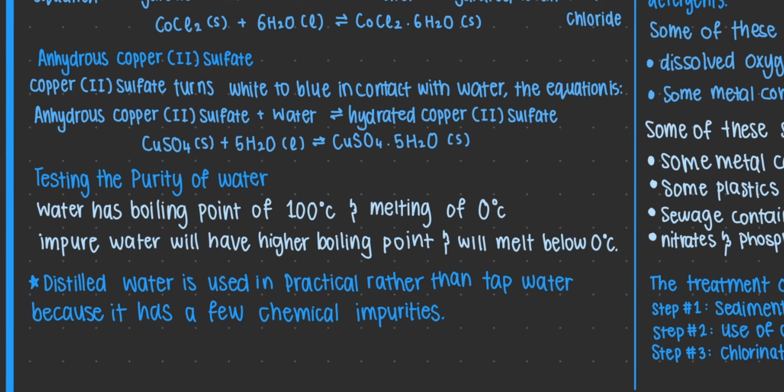Okay, in order to test for the purity of water, you need to know that water has a boiling point of 100 degrees Celsius and a melting point of 0 degrees Celsius. So impure water will increase the boiling point, and impure water will melt below 0 degrees Celsius. Distilled water is used in practicals rather than tap water because it has fewer chemical impurities. Why do we say it has fewer chemical impurities? Because as soon as the water is exposed to the air, it will gain some chemical impurities. So you can't say it is completely pure.